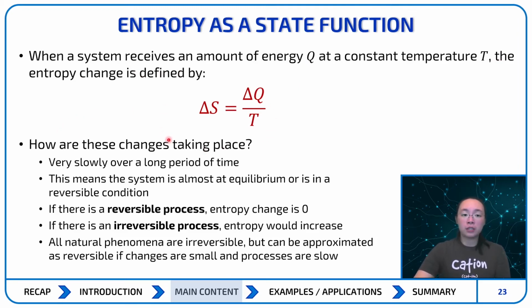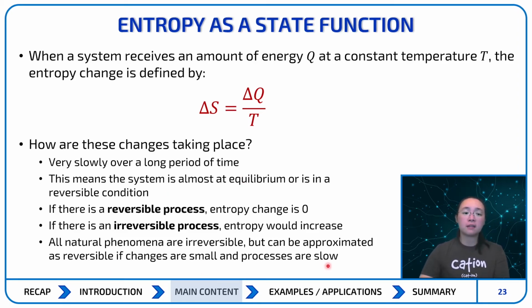So how are these changes taking place? Number one, we have to assume that the changes take place very slowly over a long period of time, which means that we've applied thermodynamics to a system that's near equilibrium or is in a reversible condition. If there is a reversible process, the entropy change is going to be zero because it goes from A to B back to A. If it's an irreversible process, the entropy should increase because of the second law of thermodynamics.